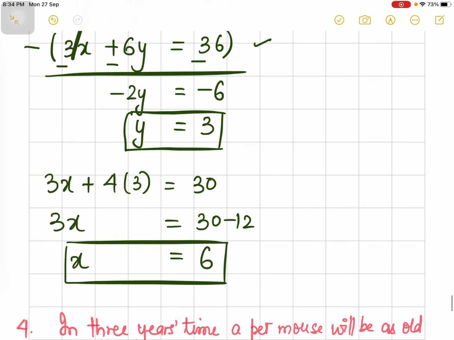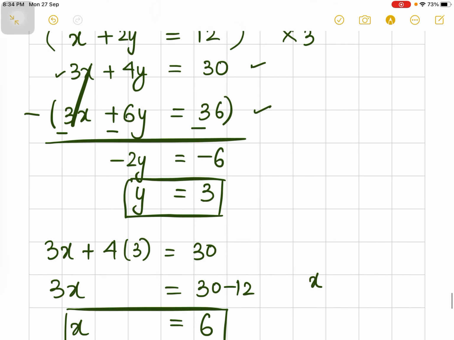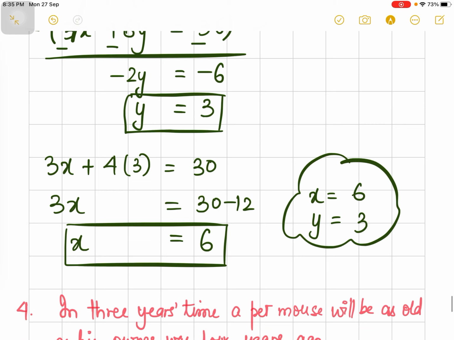You could write it in a more sophisticated way together. X equal to 6 and y equal to 3. Below where you have solved, below this.